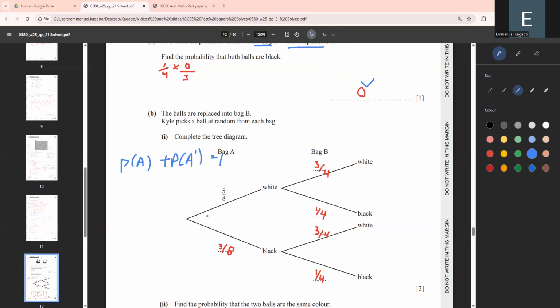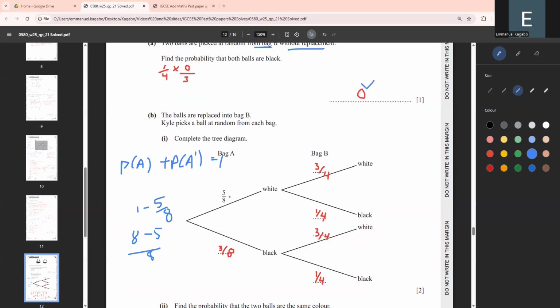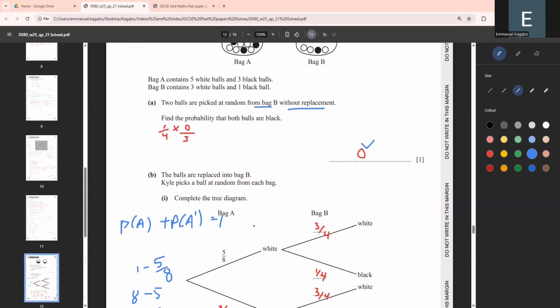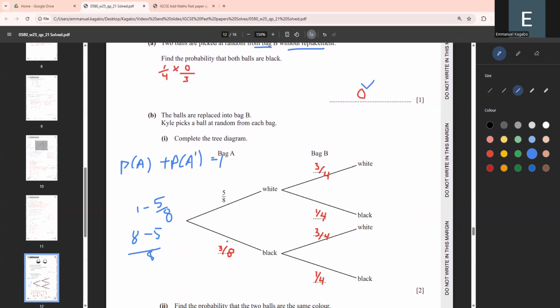Are we together here? Now, meaning that if this is 5 over 8, I'll get 1 minus 5 over 8. And what do I get now, guys? It will give me 8 minus 5 over 8, okay? That's how I have 3 over 8. And then this was the probability of picking a white ball, okay? White ball from bag A. How many black balls? There were 3. I would have also got it that way.